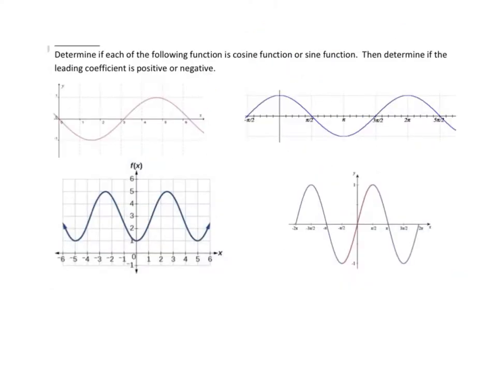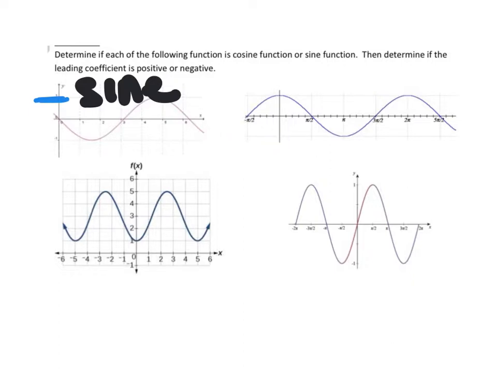So we've got 4 sketches here, and it says determine if each of the following is the cosine function or the sine function, and then determine if the leading coefficient is positive or negative. Determining whether they're sine or cosine is pretty straightforward. It just depends where they start. If I start at the origin, your gut should be saying this is the sine function. Then determining where I went from the origin, up or down, tells me if my leading coefficient is positive or negative. Since this function went down first, I would say this is a negative sine function.